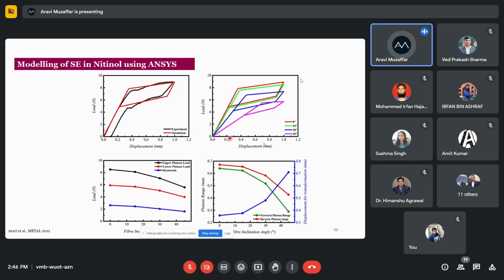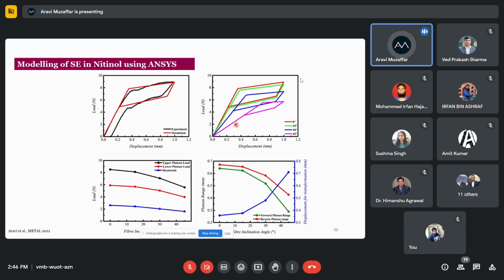The 0 degree here refers to the wire which is along the loading axis, and then we are changing the fiber inclination angle, because I already told you that in porous metallic fibrous networks we have different inclination angles of the fibers, and it is very important to understand how they affect the overall properties.